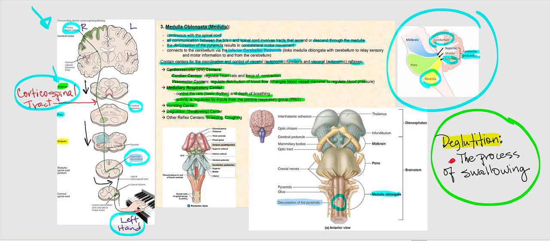So the last image I'd like to point out is the cerebellar peduncle. We've already covered the superior, the middle, and the inferior cerebellar peduncle. Once again, the inferior cerebellar peduncle is what's going to connect or link the medulla with the cerebellum.